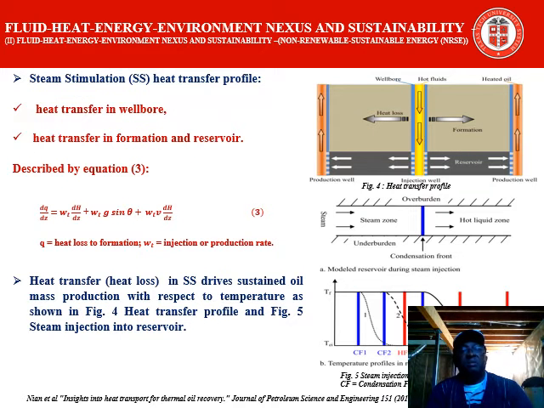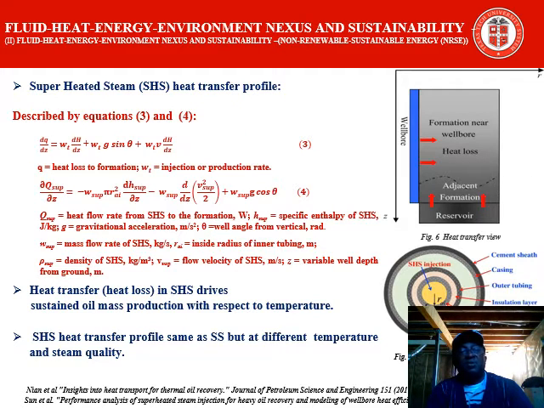In this example, which is the steam simulation, the bottom line is that heat transfer in steam simulation drives sustainable oil mass production, and the adjacent figure shows the profile, and equation 3 is the governing equation. For this example, which is the superheated steam transfer profile, we can see that it has the same profile as steam simulation, but differs in temperature and steam quality, and the adjacent figures explain why equations 3 and 4 are the governing equations.